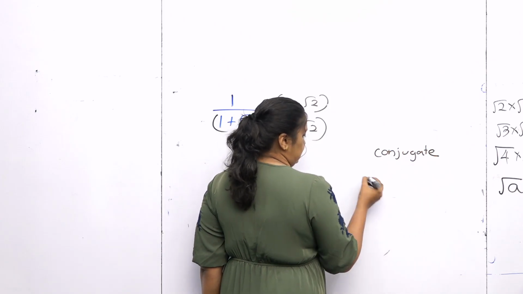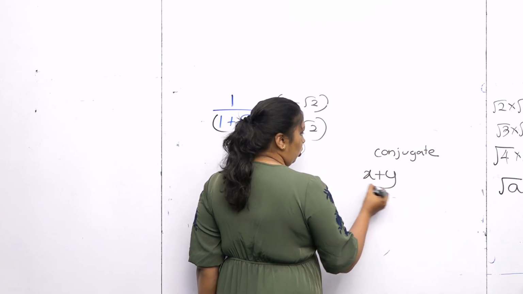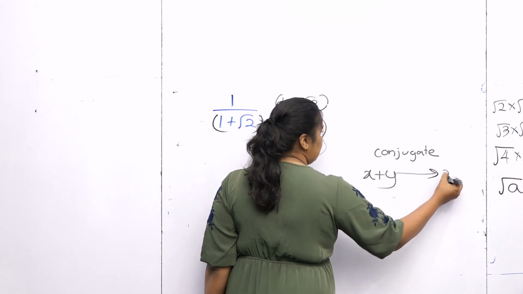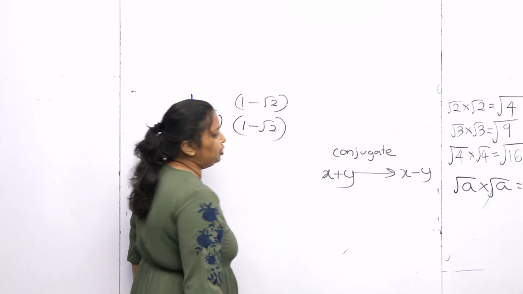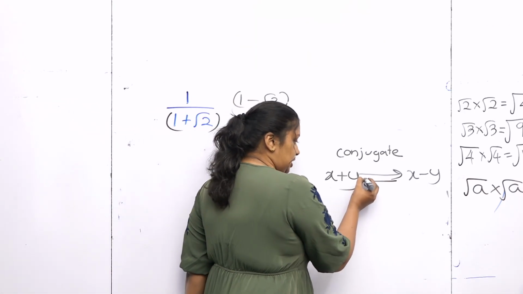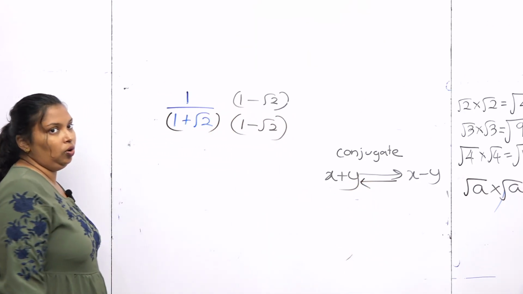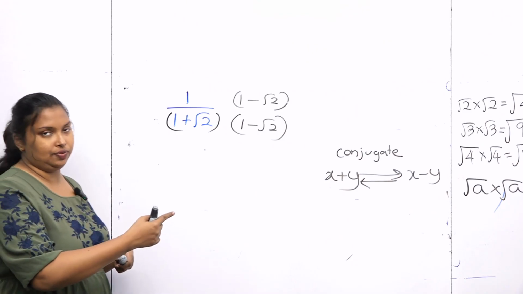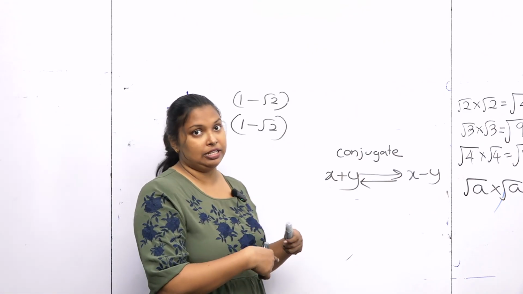What do you mean by this? The conjugate of x plus y is x minus y. The conjugate of x minus y is x plus y.